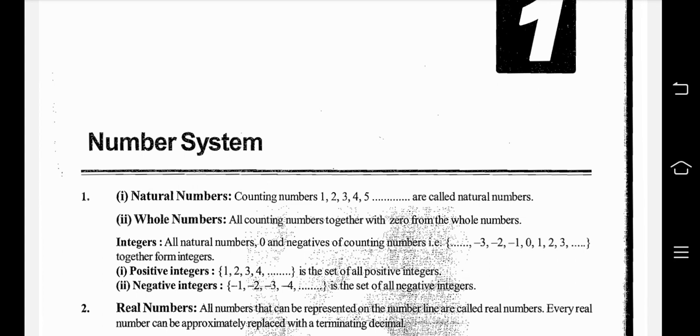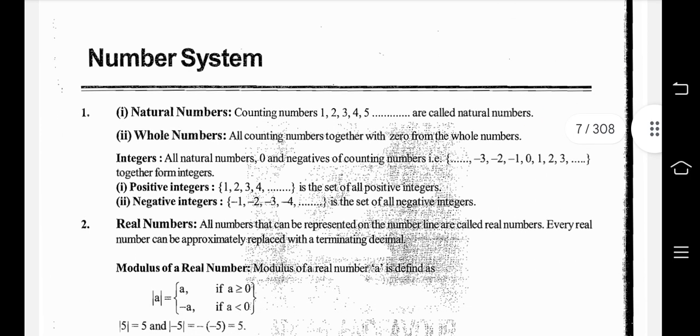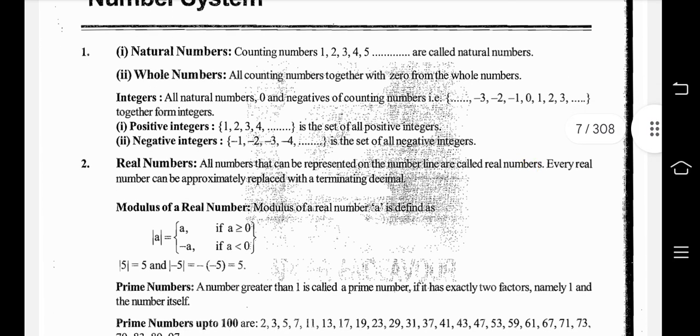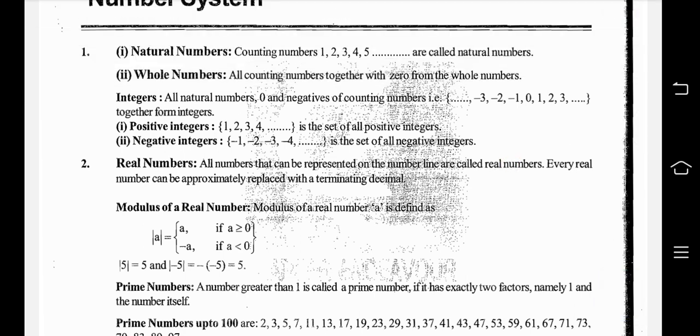Number system. Natural numbers: counting numbers 1, 2, 3, 4, 5 are called natural numbers. Whole numbers: all counting numbers together with 0 form the whole numbers. Integers: all natural numbers, 0, and the negatives of counting numbers together form integers. Positive integers is the set of all positive integers, and negative integers is the set of all negative integers.